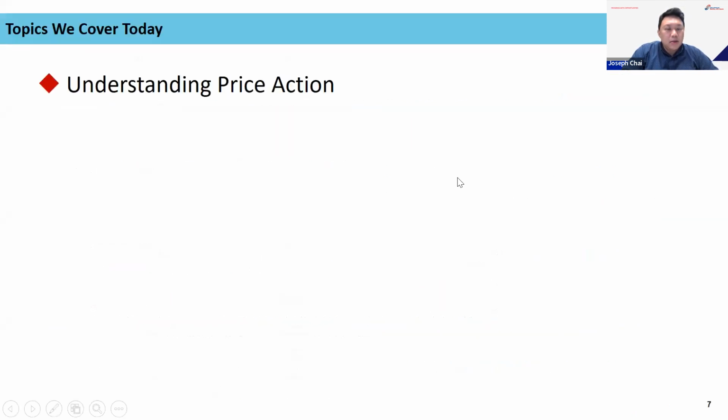Okay, so let me share with you what are the topics that we are going to cover tonight. Firstly, I'll share with you price actions. How do we actually look at the price actions to understand the sentiments of the traders in the market, whether they are more bullish or whether they are more bearish, right?